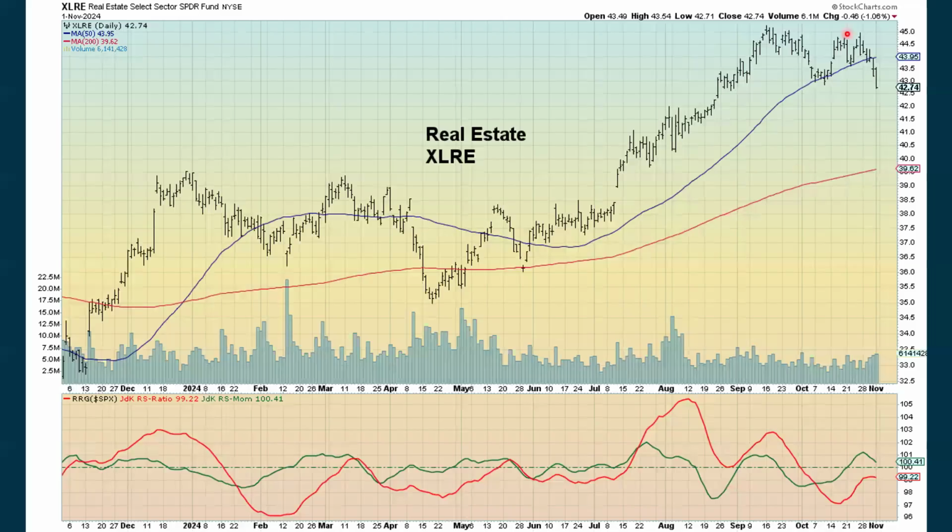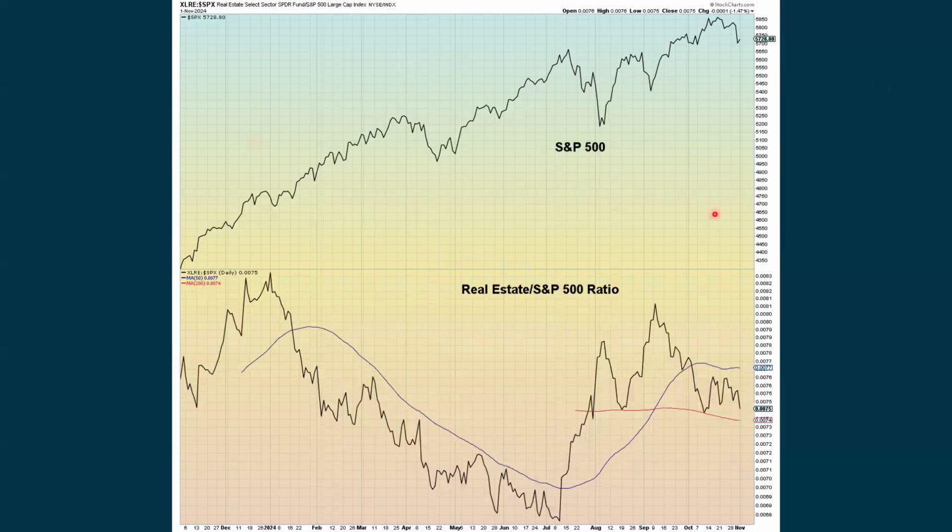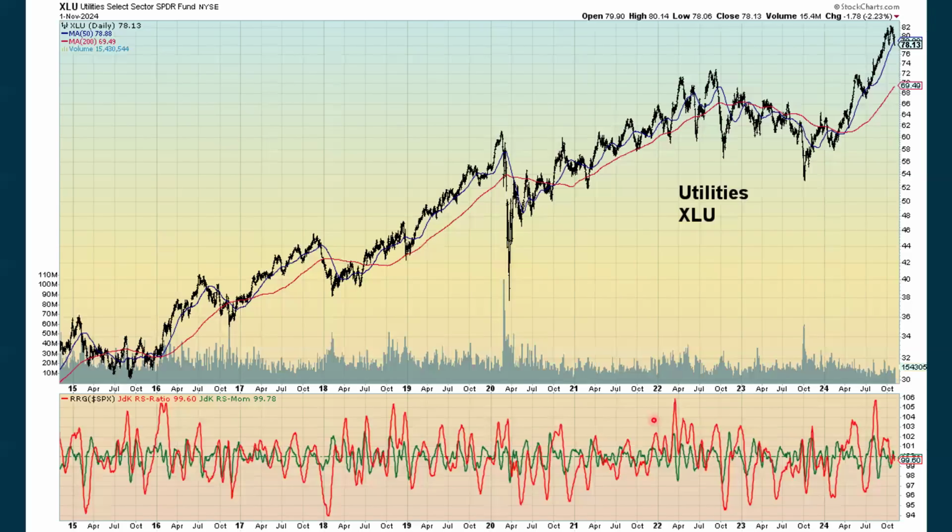Real estate, which has been under a bit of pressure lately as interest rates have been going back up, falling underneath their 50-day moving average and going sideways when we compare it to the S&P, but we saw enough of an improvement earlier in the year so that we actually have seen a recent golden cross with this ratio.